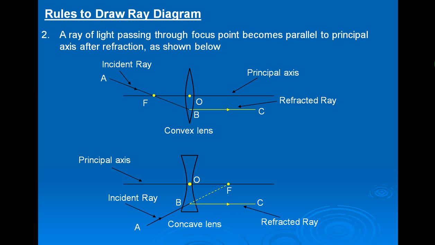So therefore, any incident ray of light appearing to be passing through the focus point of a concave lens must become parallel to the principal axis after refraction. So this is our second rule.